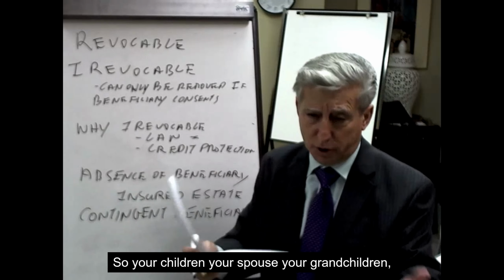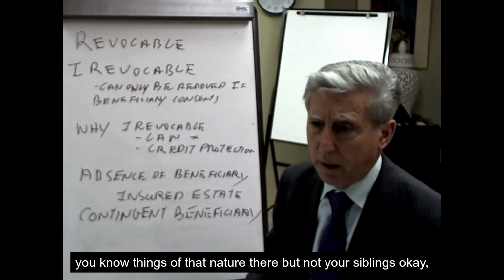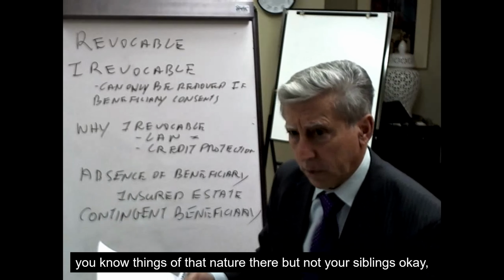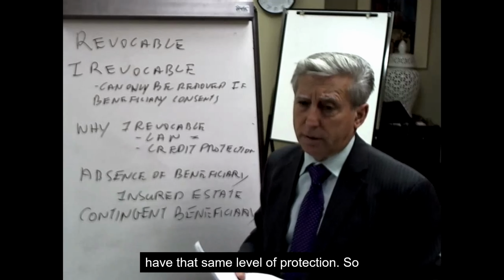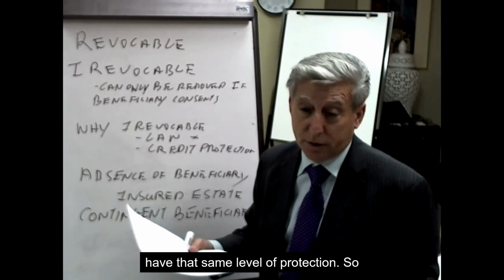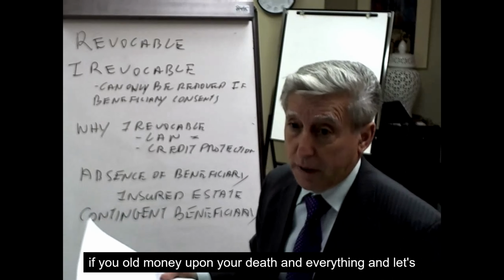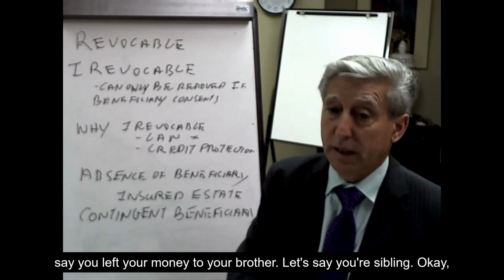So your children, your spouse, your grandchildren, things of that nature, but not your siblings. Or not your partner or something. They do not have that same level of protection. So if you owed money upon your death, and let's say you left your money to your brother, your sibling, who is not a dependent of yours, because if they're dependents, that's a different story. But let's say it was just left to them. The creditors could, in fact, go after that money.